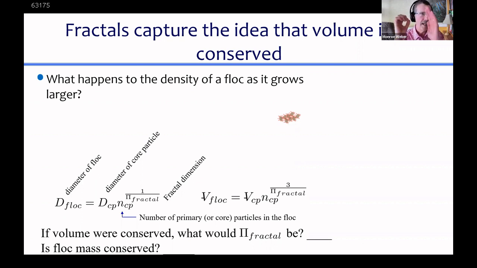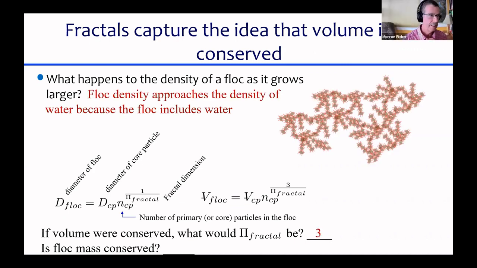If every clay particle that collided somehow attached really, really tightly and essentially was slowly forming this sand grain, what would pi fractal be? This is the case where there's no water in between the clay particles. They just all line up and form this new solid. What's pi fractal in that case? This is the case where volume is conserved, where when you have two clay particles, you join them together and the volume of the new entity is exactly 2 times what it was originally. So pi fractal would be 3.